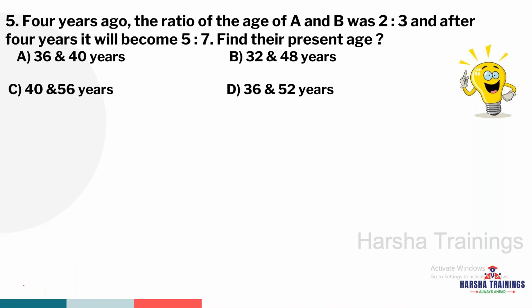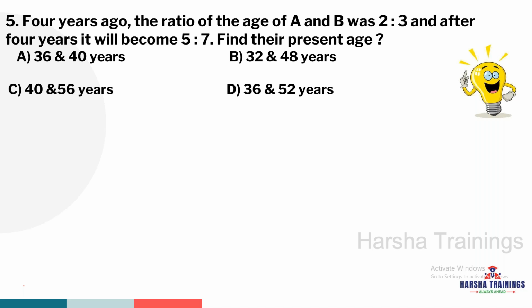4 years ago, the ratio of the ages of A and B was 2:3. And after 4 years, it will become 5:7. Find their present age. If you go with the basic method, we will definitely take 2 to 5 minutes here. I think it's a waste of time.